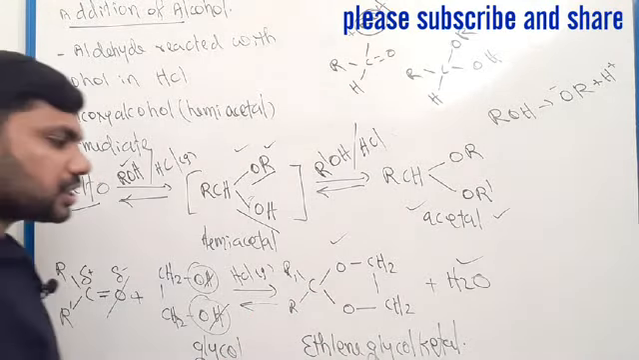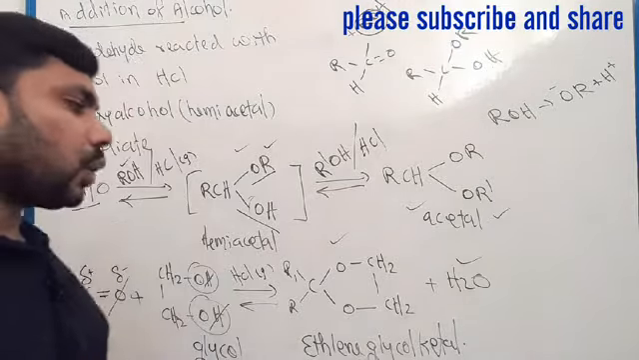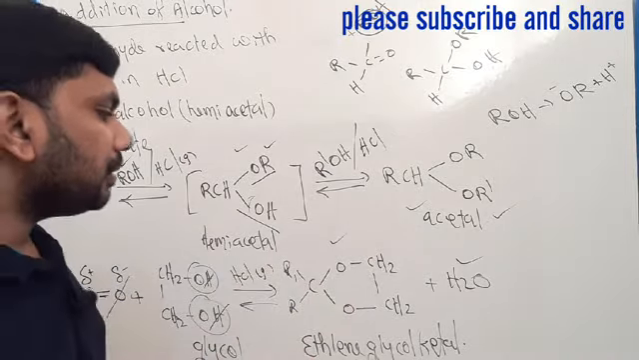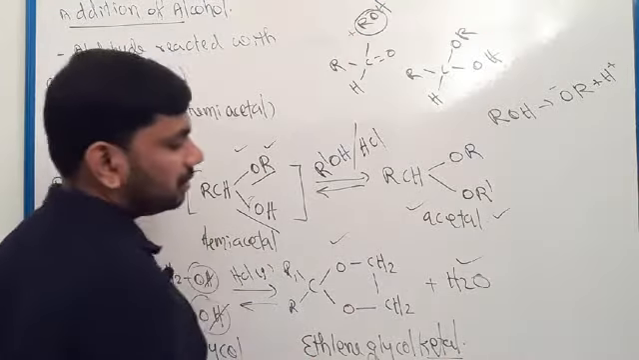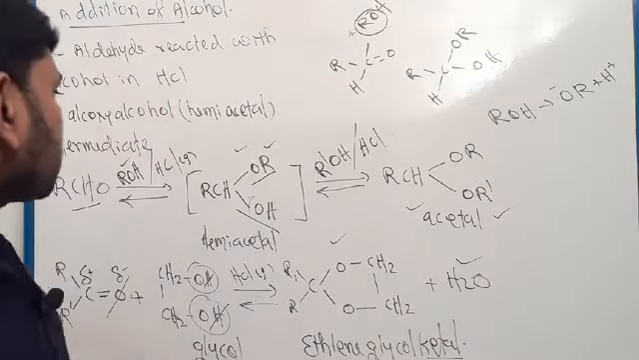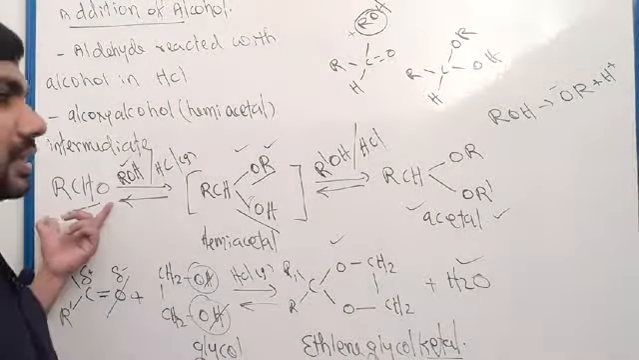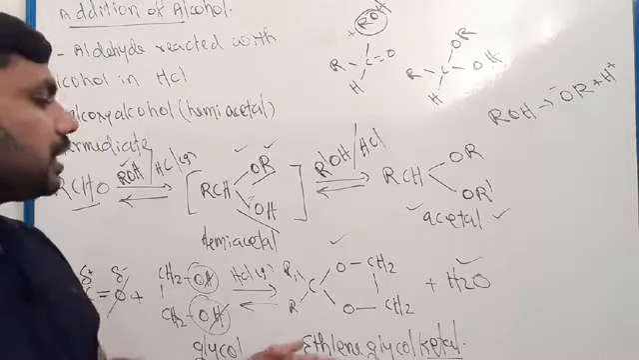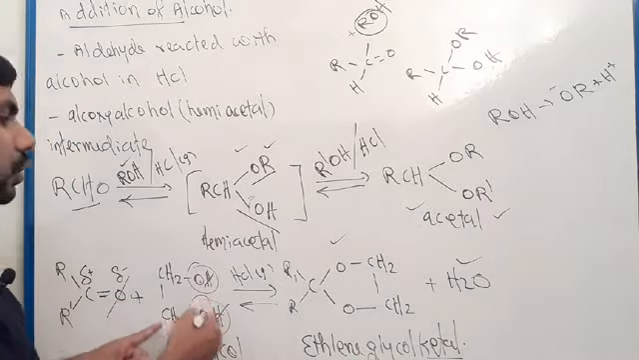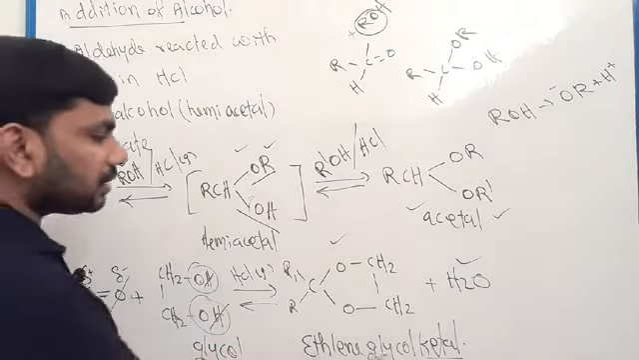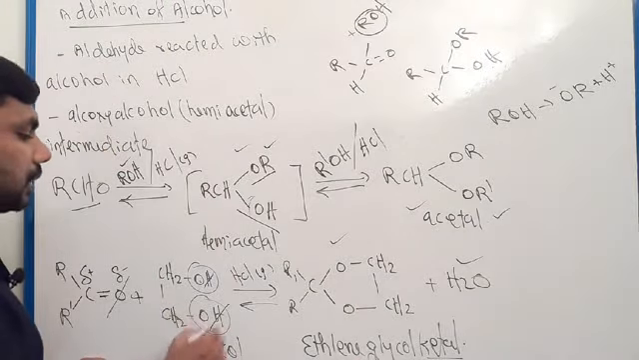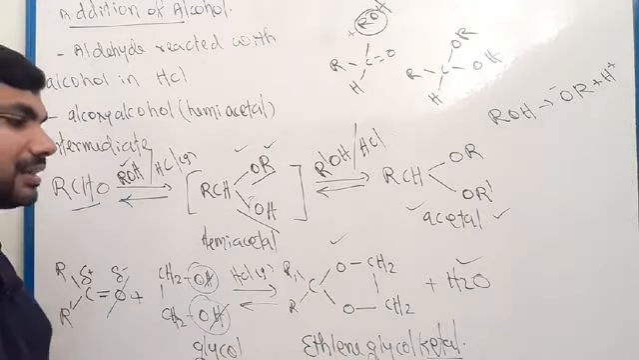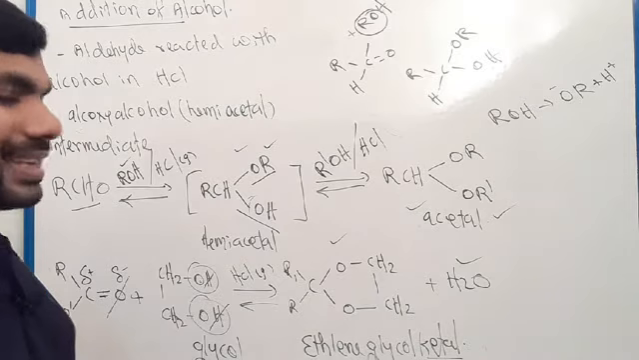This product is called ethylene glycol ketal. Here we said acetal; similarly here we say ketal. This is acetone, ketone, ketal. Ethylene glycol, why ethylene glycol? Here there are 2 carbon atoms and its name is ethylene glycol. Ethylene glycol with the ketone gives ethylene glycol ketal.